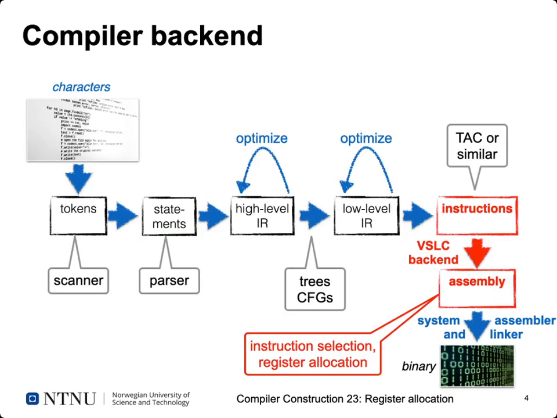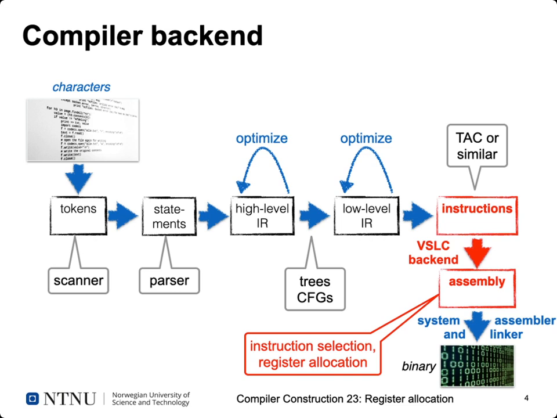So we finally arrived on the right hand side of our compiler structure here. We have our intermediate representation, and then we're going to build our VSL compiler backend to generate assembler source code here. We are delegating the task of actually generating machine code and an executable program to the system assembler and linker. That makes it quite a bit easier.